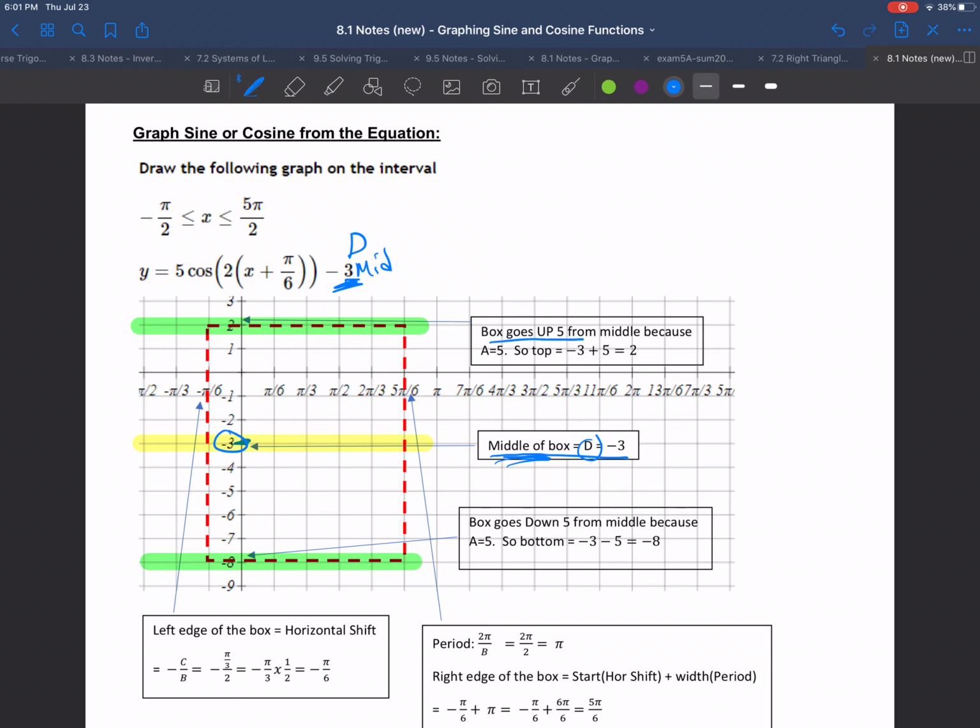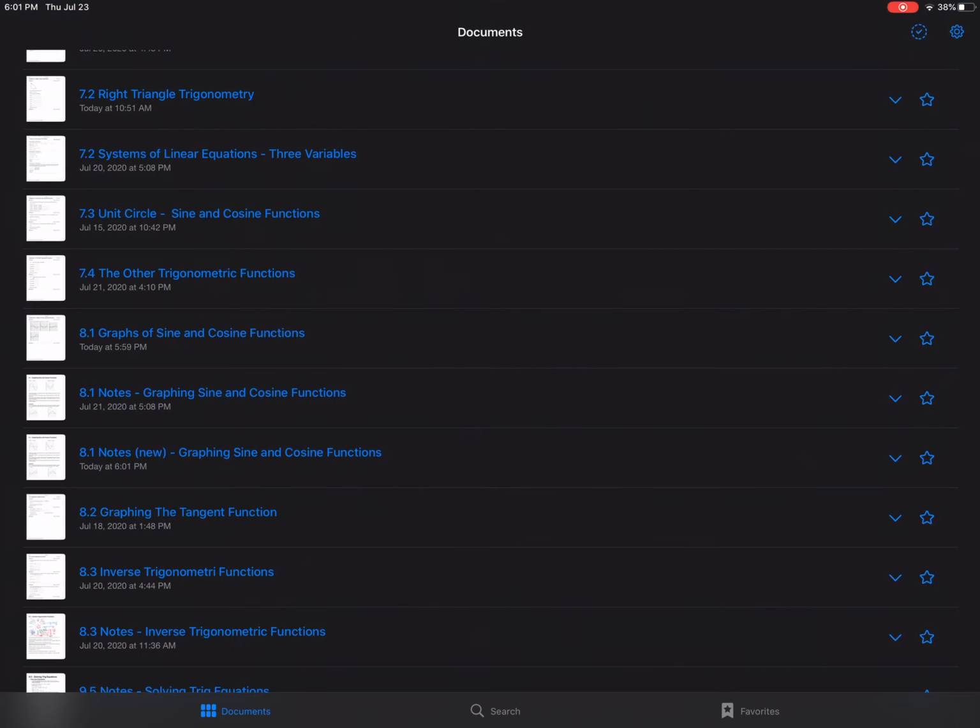And then the box goes up 5 from the middle because A is 5. That number in the front's the amplitude, it's up and down. Down 5 because A is 5. So from that middle, you go up 5 and you go down 5. From that middle, you get the middle, top, and bottom of the box. So let's go do that first off.